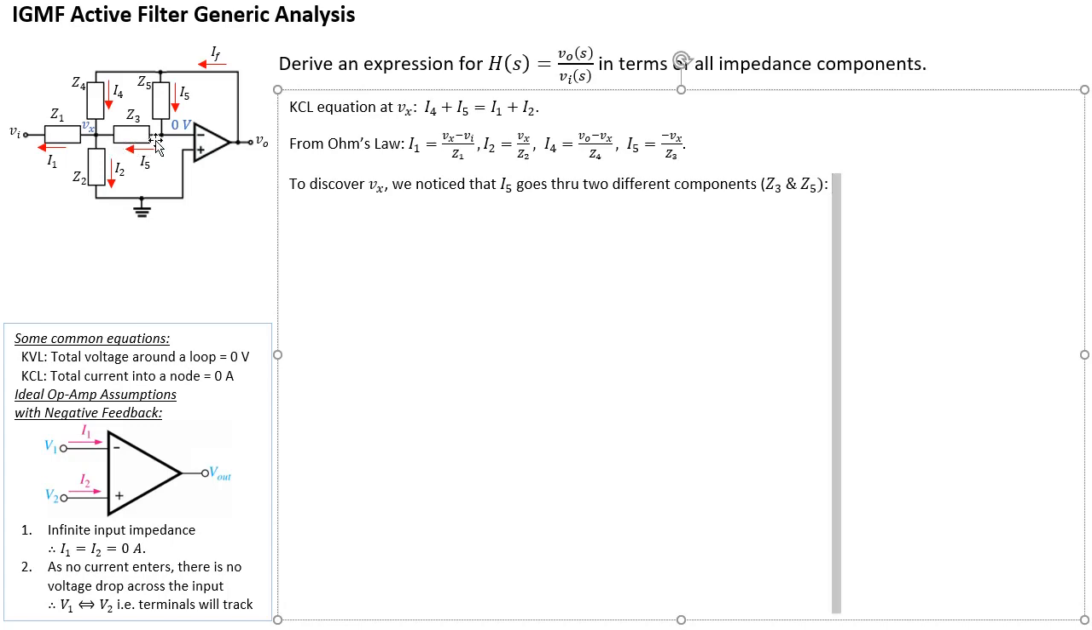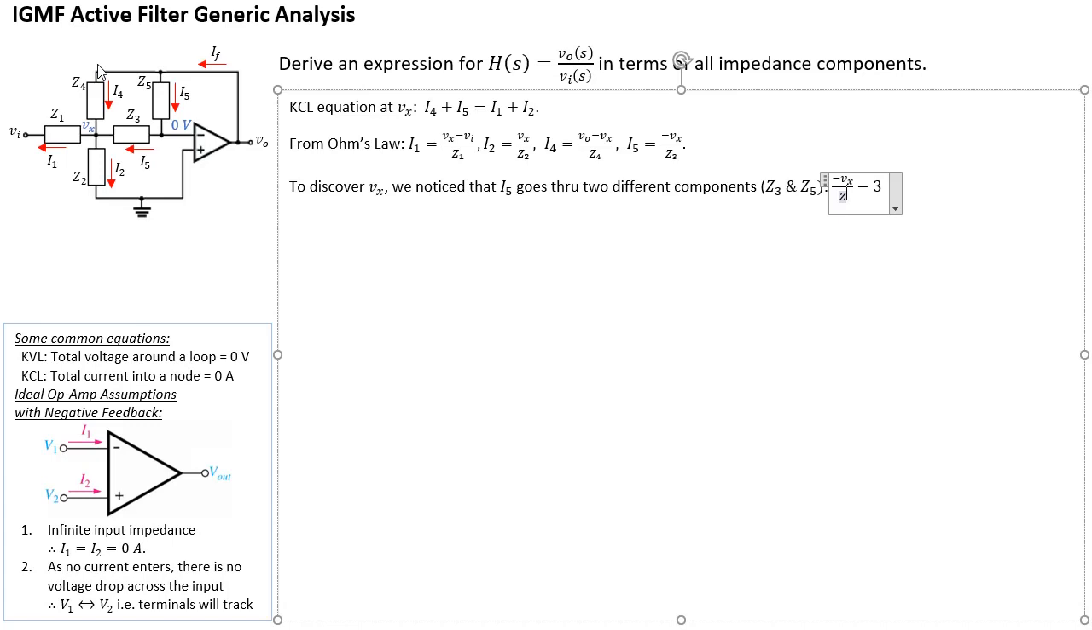So one side of the I5, which is Z3, I'm going to write as negative Vx divided by Z3. That is going to be equal to the I5 going through Z5. Now the I5 going through Z5 is just VO minus 0, so VO over Z5. So it's going to be VO divided by Z5. Okay, so now I have an equation that I can turn around and get an answer for Vx.